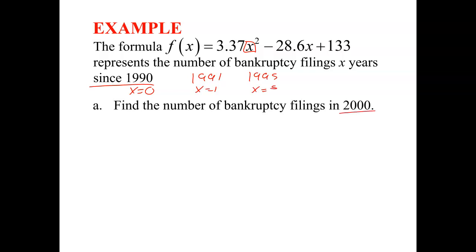In the year 2000? 10. So it's the number of years since 1990. So for 2000, we're going to have a value of X that equals 10. All right. What does f of X represent?